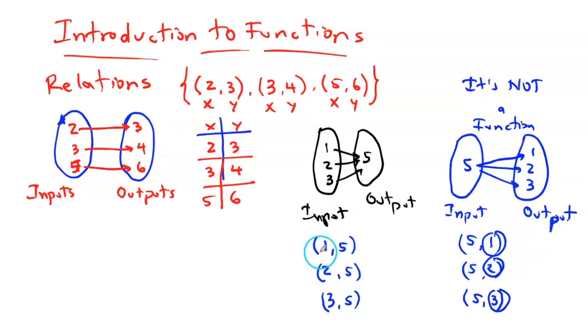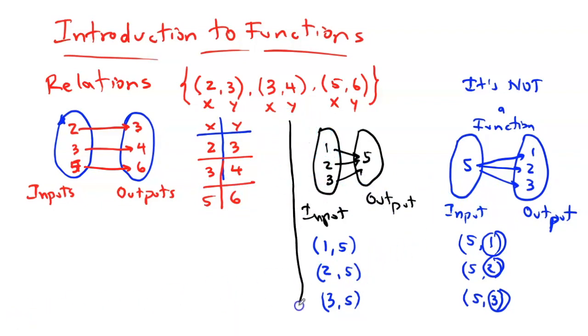In the other case, the 1 has only one value, the 2 has only one value, the 3 has only one value. It's the same value, but that does not matter. They only have one value. Remember, for every input, there's only one output. So that's the difference: all of them are relations, but not necessarily all of them are functions.